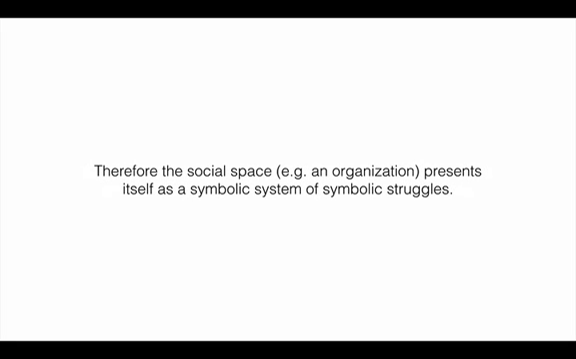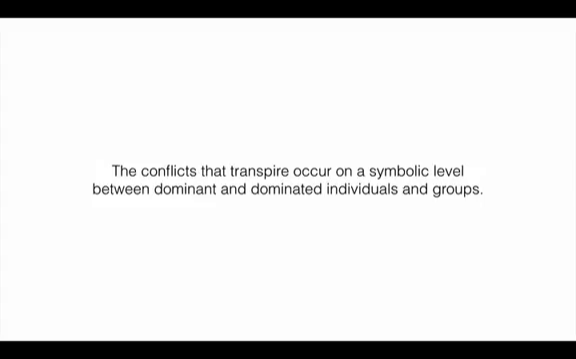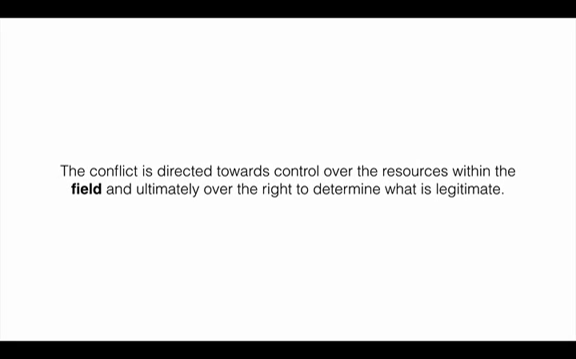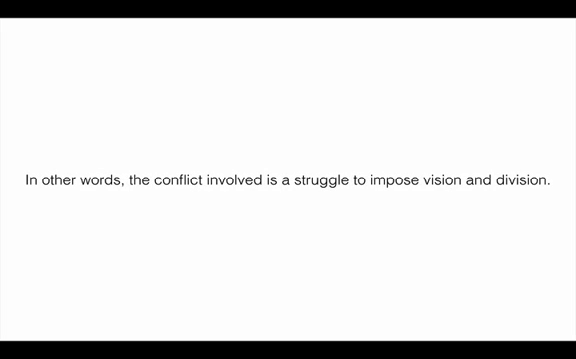Therefore, the social space, for example, an organization, presents itself as a symbolic system of symbolic struggles. The conflicts that transpire occur on a symbolic level between dominant and dominated individuals and groups. The conflict is directed towards control over the resources within the field and ultimately over the right to determine what is legitimate, which ultimately reflects the rates of conversion of capital. In other words, the conflict involved is a struggle to impose vision and division.